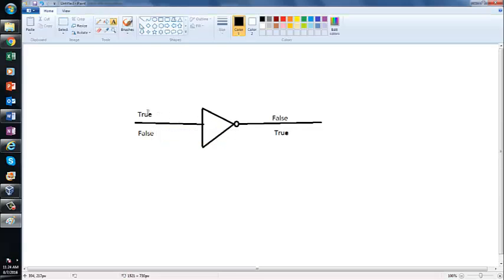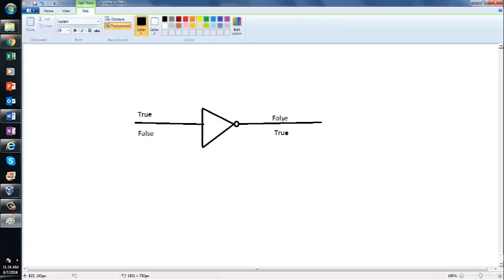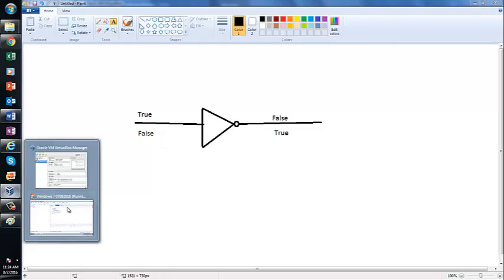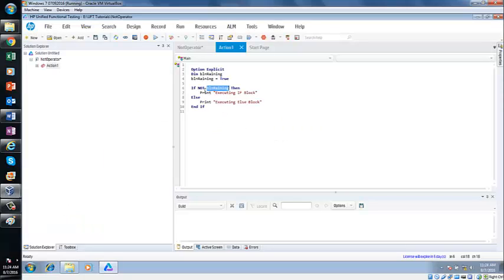So if you input true, it will bring false. If you input false, it will bring true. Now let's take a look at our example here. See here, not true. As the value is true, you are inputting true to the NOT gate. If you input true, it's supposed to give false. It will output false.